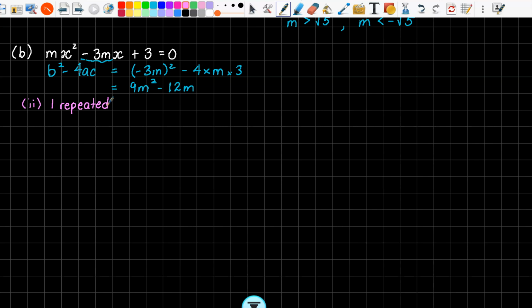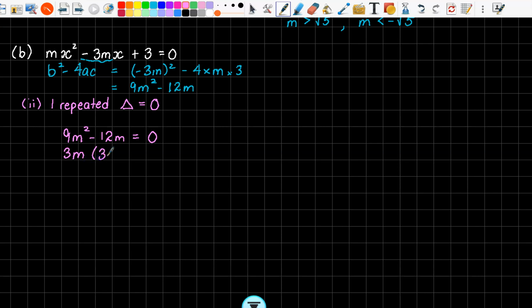So one repeated solution means we're trying to solve, as you understand, the discriminant equals 0. So what we are solving now is 9m squared take 12m equals 0. So how do we solve this? Remember, you have to look for a common factor. The highest common factor, what's the biggest number that goes into 9 and 12? In this case, that's 3. And of course, m is common to both, so we pull that out.